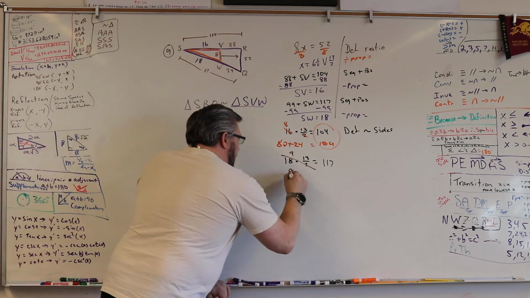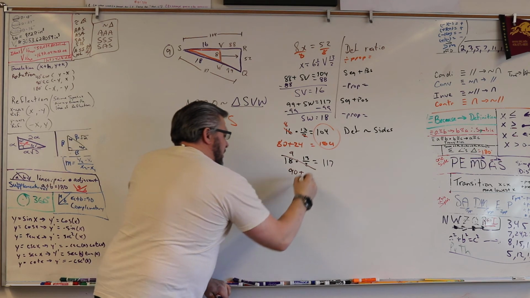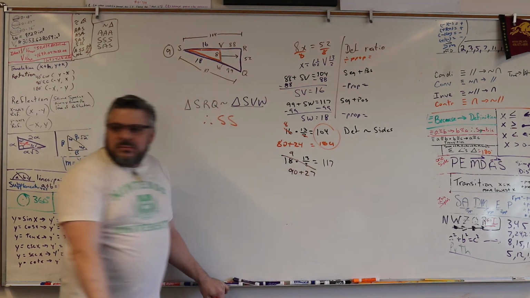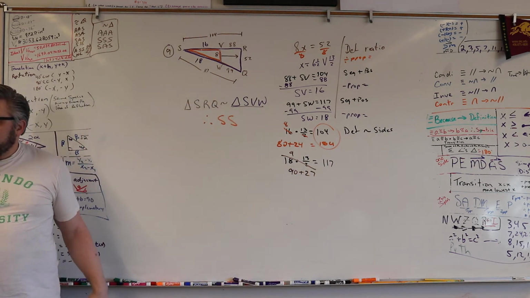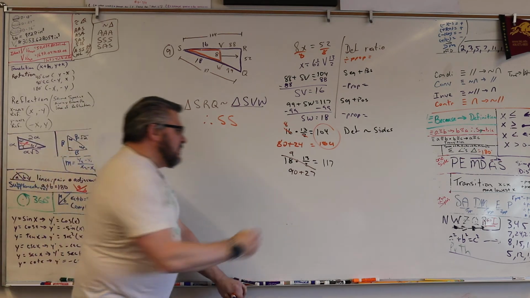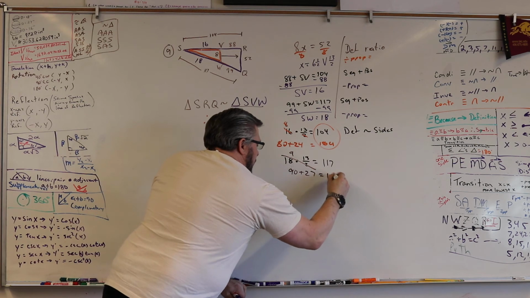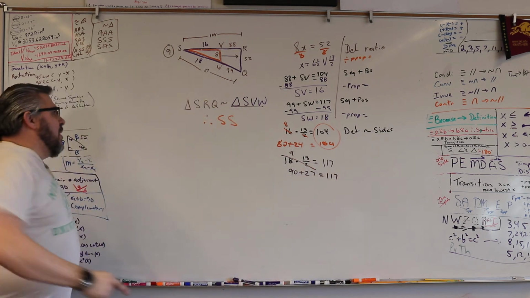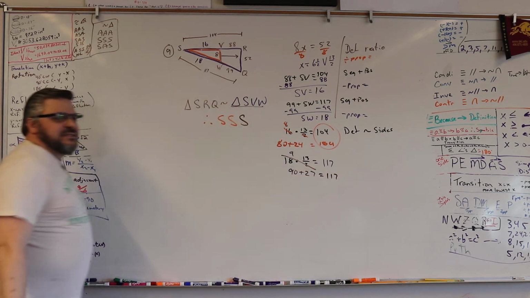90. And what's 9 times 3? 27, right? And then add 90 and 27. 117, right? Boom, shakalaka. And we got our third side.